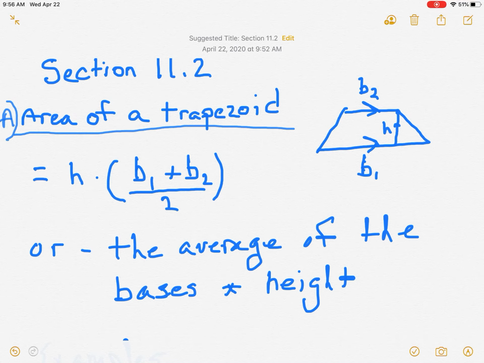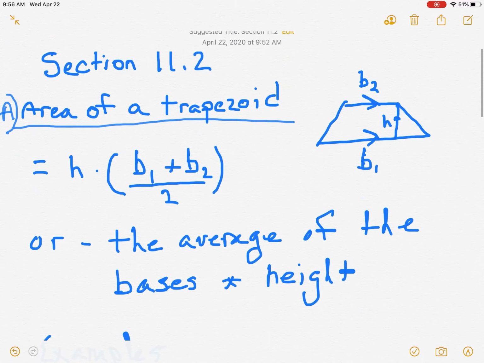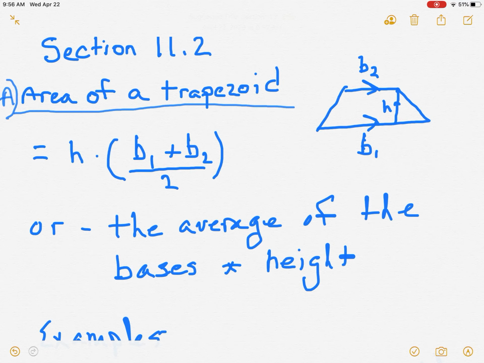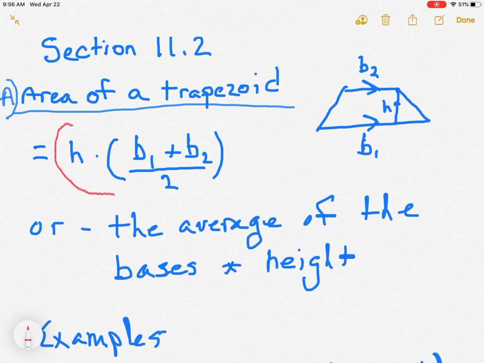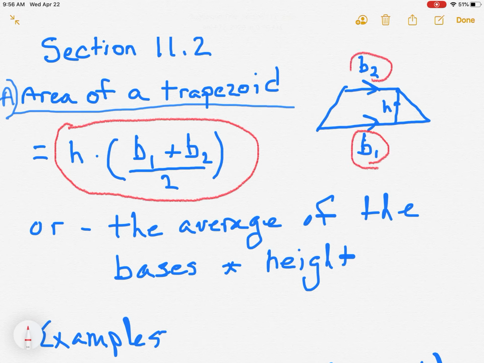The area of a trapezoid is right here, mentioned for you in my notes as the height multiplied by the average of the bases. If you take base 1 and add to that the length of base 2 and divide by 2, you'll have the average of the bases. And if you multiply that by the height, which is perpendicular to the bases, you'll be able to find the area of a trapezoid.